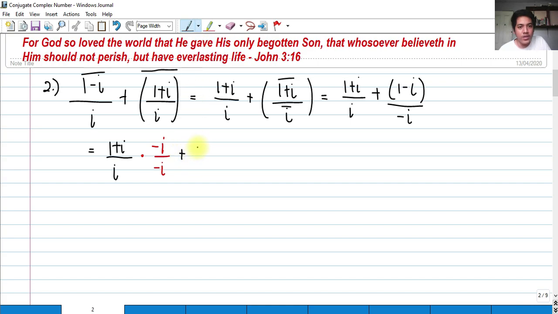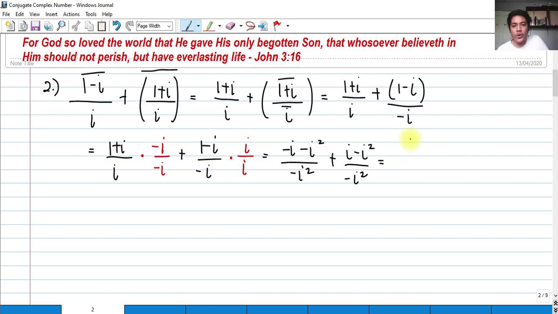And then we have plus 1 minus i all over negative i, and the conjugate of negative i should be positive i. So positive i over positive i. And then evaluate. What are we going to do here? Simple: numerator times numerator, denominator times denominator. So we have negative i minus i squared all over negative i squared. That is plus, here we have i minus i squared all over negative i squared.